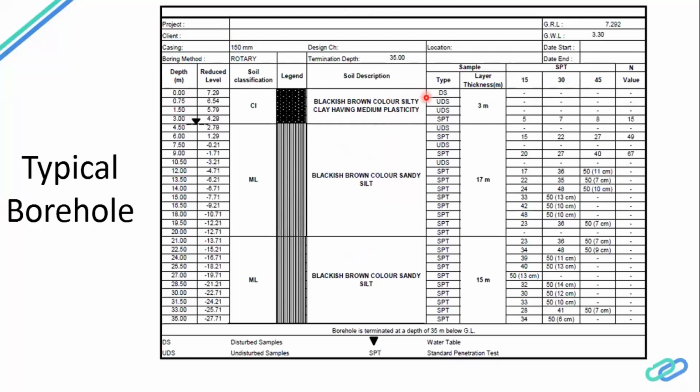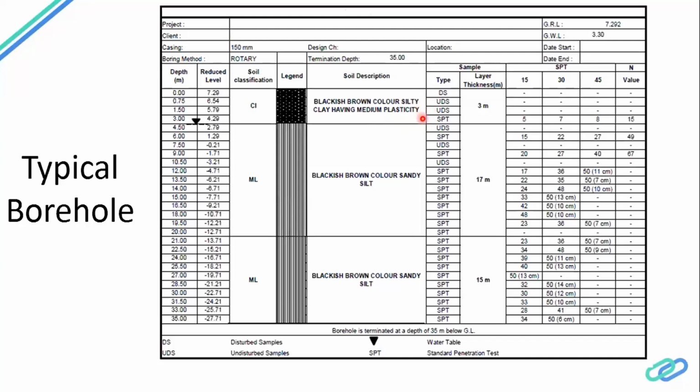After the samples are collected, what is the type of sample collected? It's a disturbed sample. Here UDS means an undisturbed sample is collected, which is usually done for clays. So here for silty clay, an undisturbed sample is collected. This undisturbed sample will be taken to the lab and used for performing engineering tests, like shear test, permeability, compressibility, all such things.